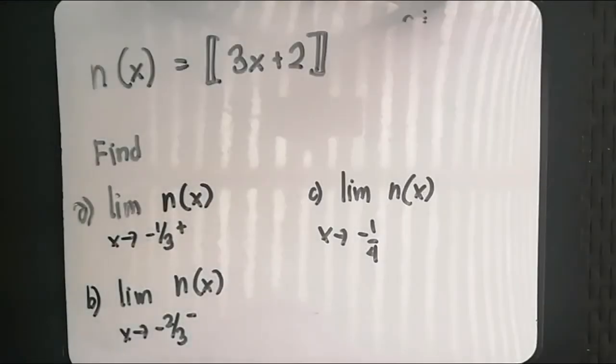Now, let's consider this function. N of x is equal to the greatest integer function of 3x plus 2. And we wish to find A, the limit of n of x as x approaches negative 1/3 from the right. B, the limit of n of x as x approaches negative 2/3 from the left. And C, the limit of n of x as x approaches negative 1/4.